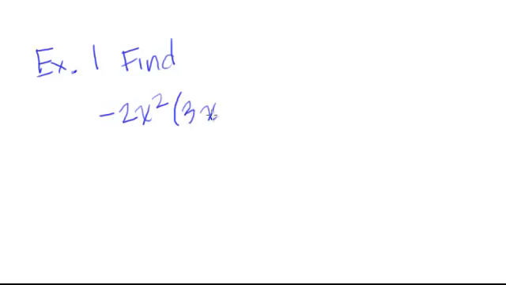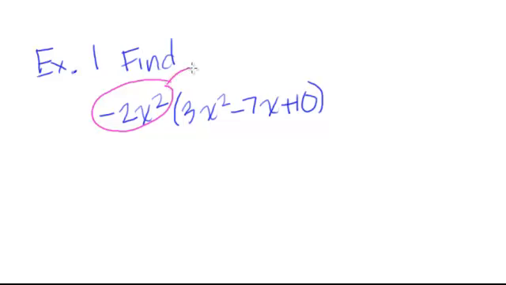Example number 1. We're going to find negative 2x squared, which is a monomial. In parentheses, we have our polynomial, which is 3x squared minus 7x plus 10. Whenever we have a monomial to the left of our polynomial, what we need to do is make sure that we distribute this monomial, which is negative 2x squared, to everything inside that parenthesis.